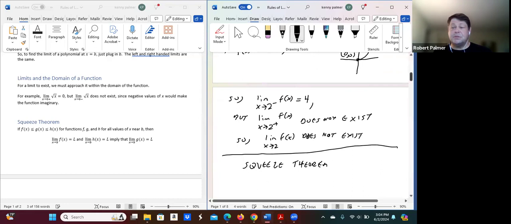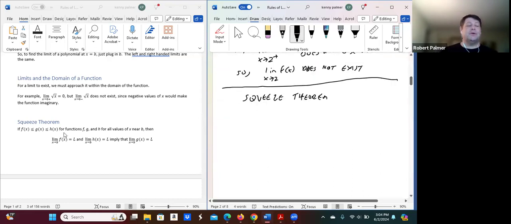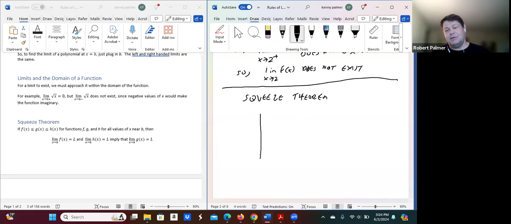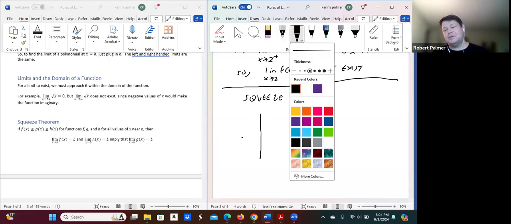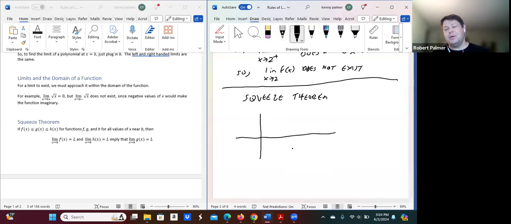This is one that can be useful sometimes. All right, so the squeeze theorem, in mathematical terms, is: say you have 3 functions. Okay, and we're looking close to some point b. Let's, as we talk about this, start to draw it. I'll draw axes on here. Let's say we're interested in some point b.